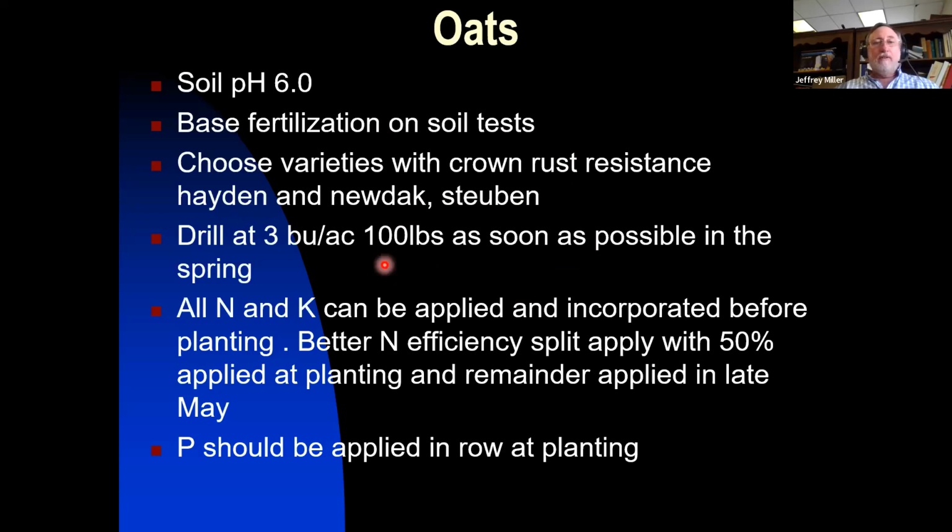Drill at 3 bushels per acre. So that's roughly 100 pounds as soon as possible in the spring. So this is in April, and it's whenever the soil moisture is right for planting. All of your nitrogen and potassium can be applied and incorporated before planting. Those people that want to try this, you can split apply the nitrogen and apply half of it in late May. I don't really see an awful lot of people doing that. They just don't have the time to get back into the field to do that. Phosphorus, all the phosphorus should be applied in the row at planting.